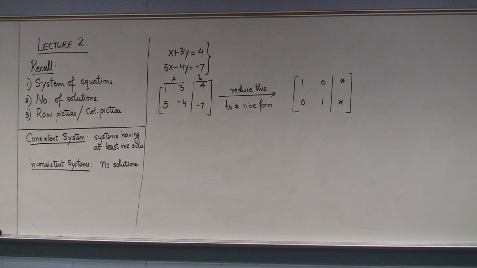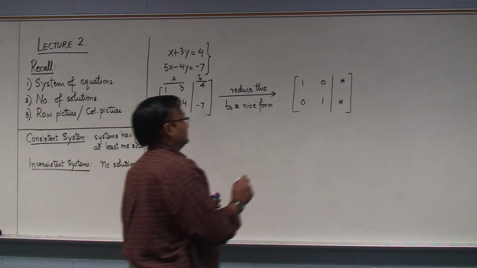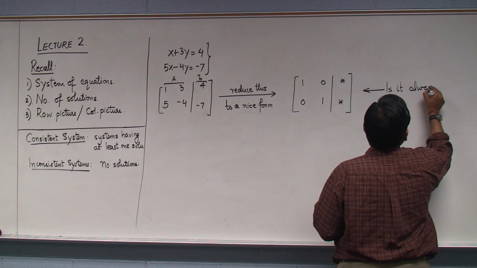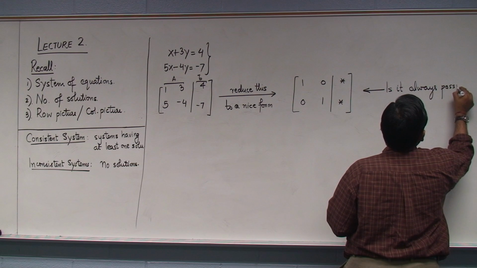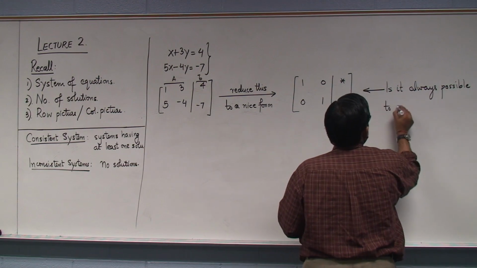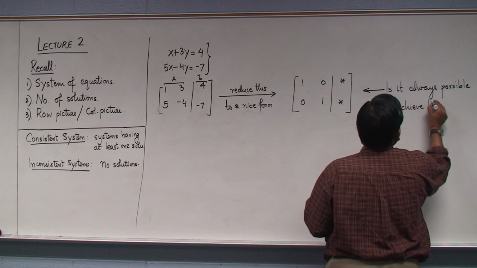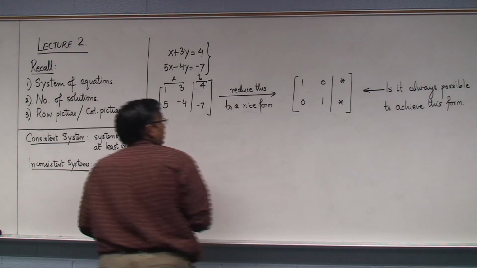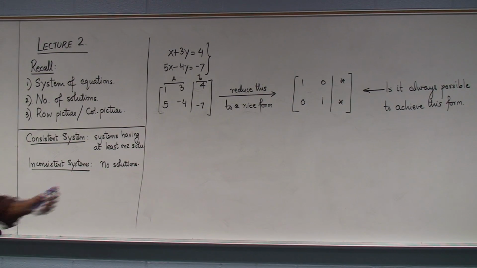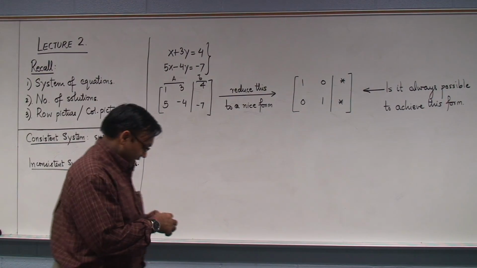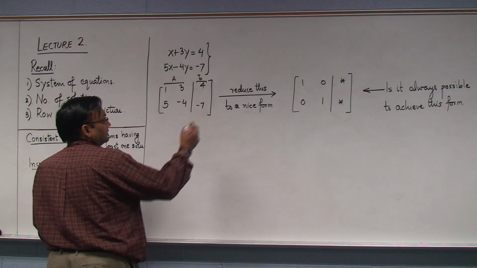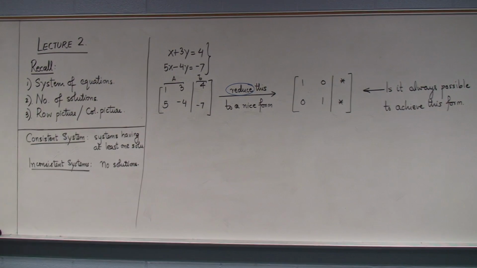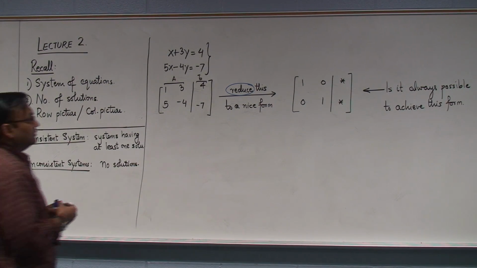Now the question is, is it always possible for us to achieve this form? That means whatever we are doing, the so-called reduction, is it always possible to start with a matrix and reduce it to this nice form? We shall answer that question once we learn how to do this reduction. So we want to talk about what exactly it means to reduce a matrix. What are the kind of operations involved?